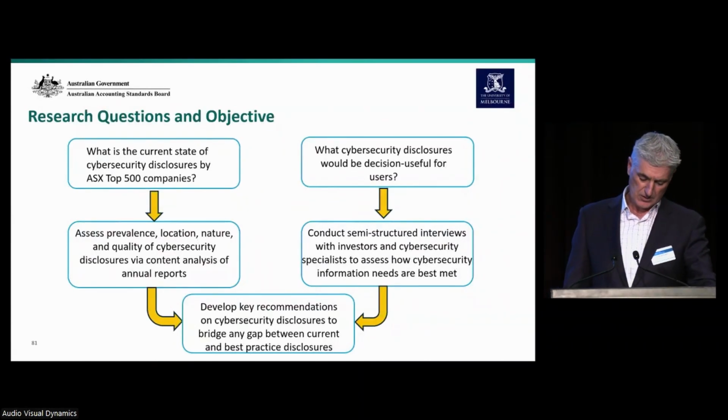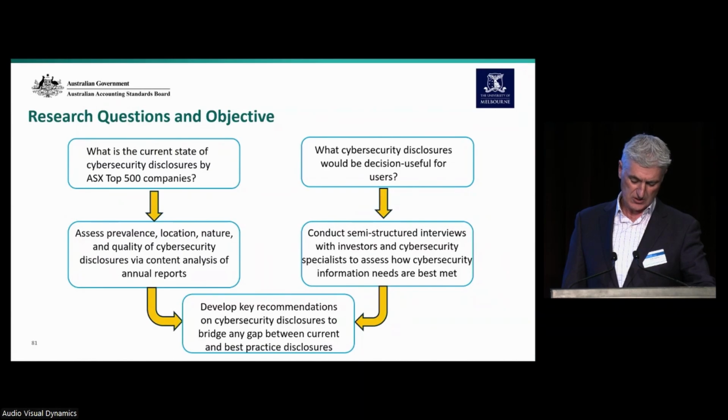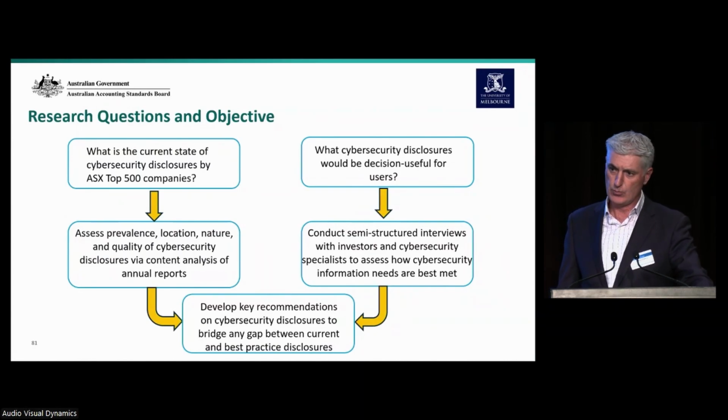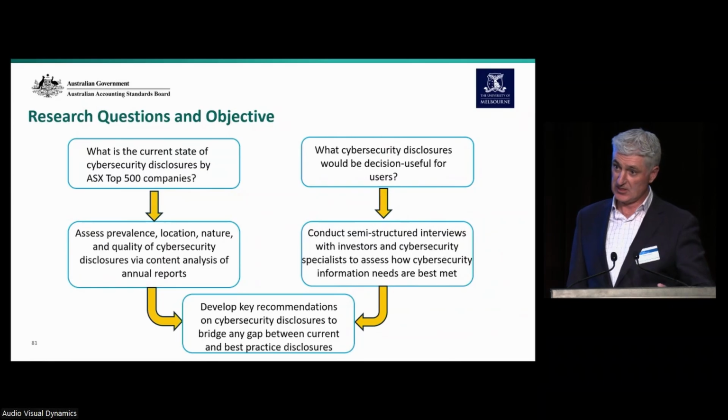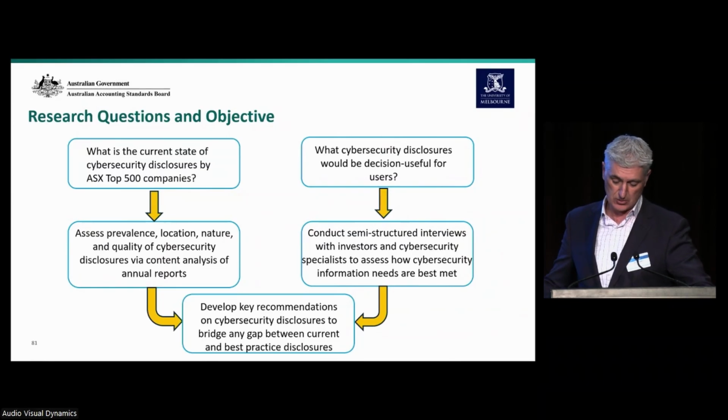Then in phase 2 of our research, which is still ongoing, we conduct semi-structured interviews with investors and cybersecurity specialists, just to assess how cybersecurity disclosures could best meet information needs. This approach enables us to then identify what best practice might look like and help inform our recommendations. So I guess the final step of our research is to look at what's currently being done, take on board the information that's been provided by key stakeholders, and develop recommendations to facilitate a shift in cybersecurity disclosures to best practice.